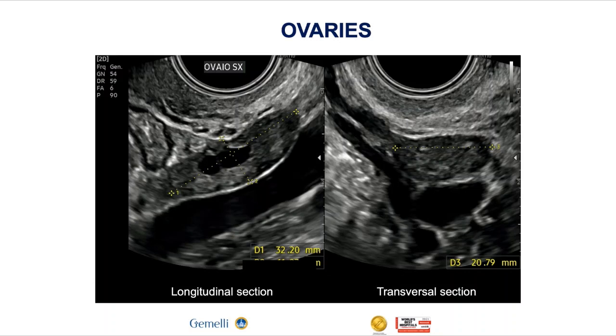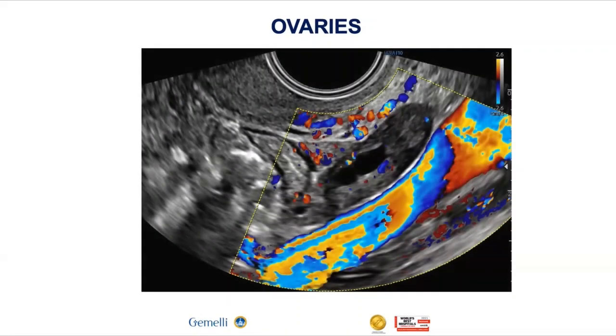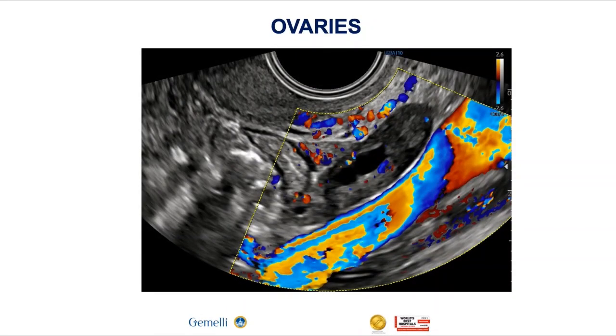Then we can measure the ovary. For example, we can measure the ovary as this image in 3 axes in a longitudinal and transversal section. Then we can use color Doppler examination to assess the vascularization of the ovary.